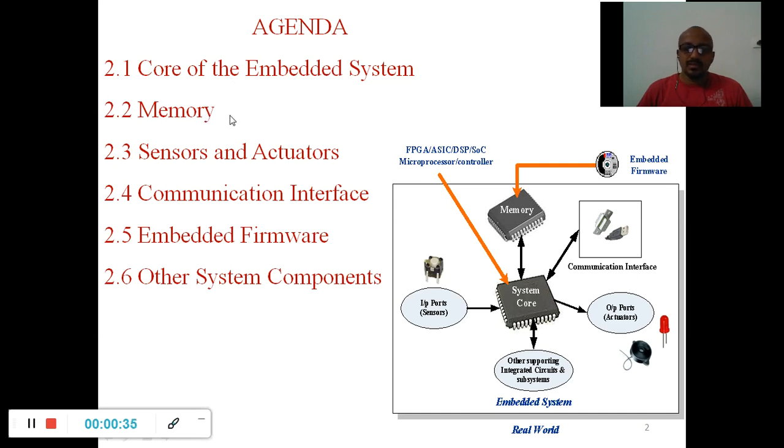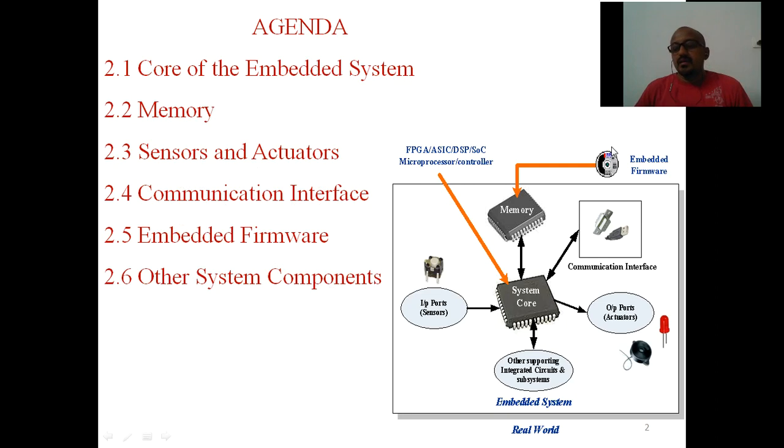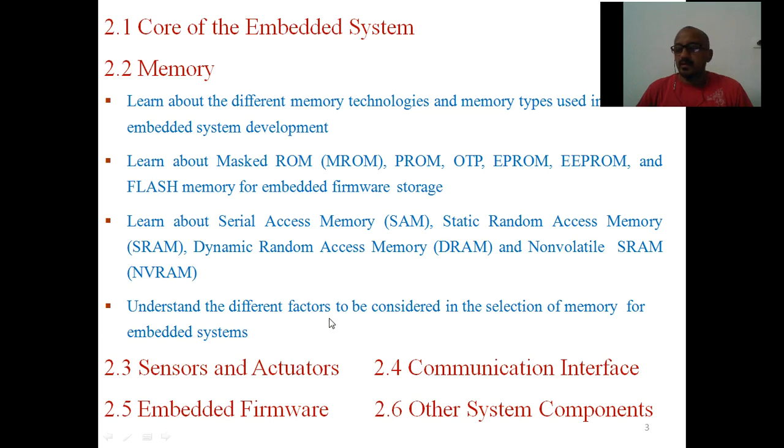As you know, this chapter 2 has 6 sections: core, memory, sensors and actuators, communication interface, embedded firmware and other system components. Any embedded system is a combination of all these components. So today I am going to explain in detail the memory section of this chapter.